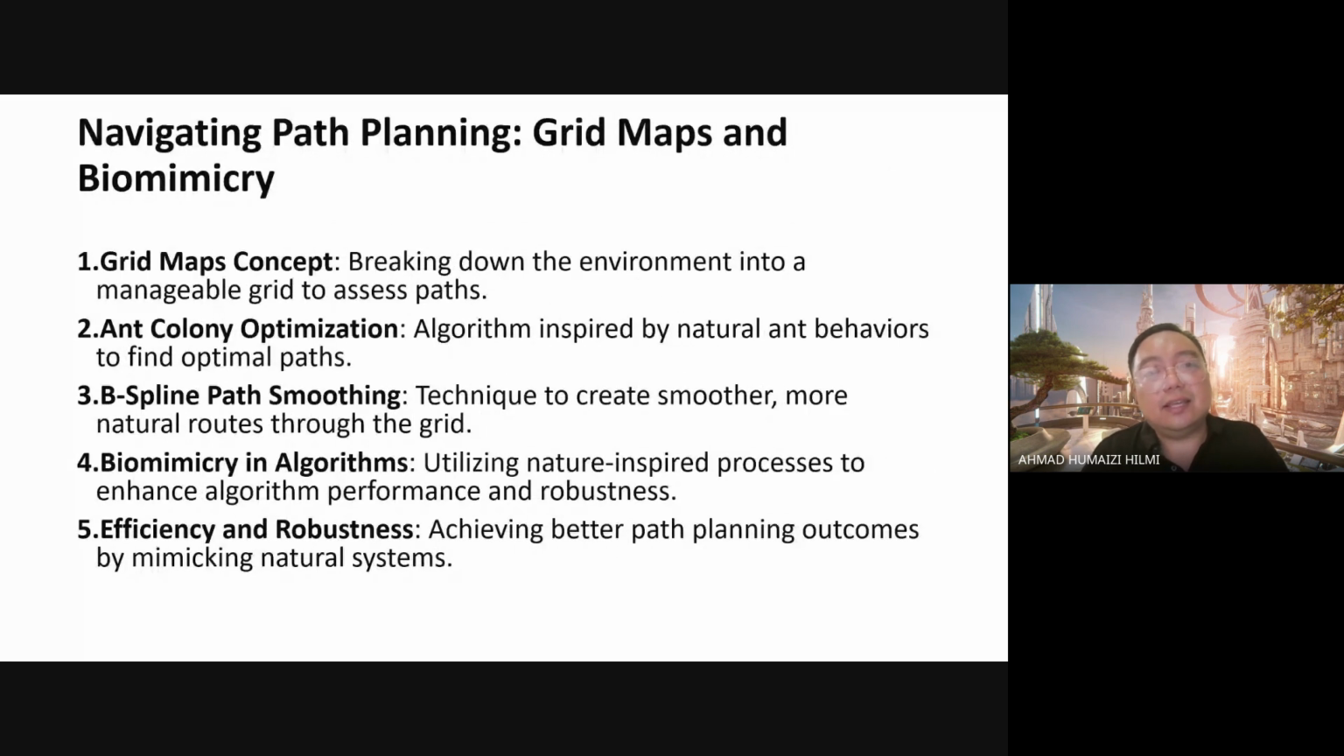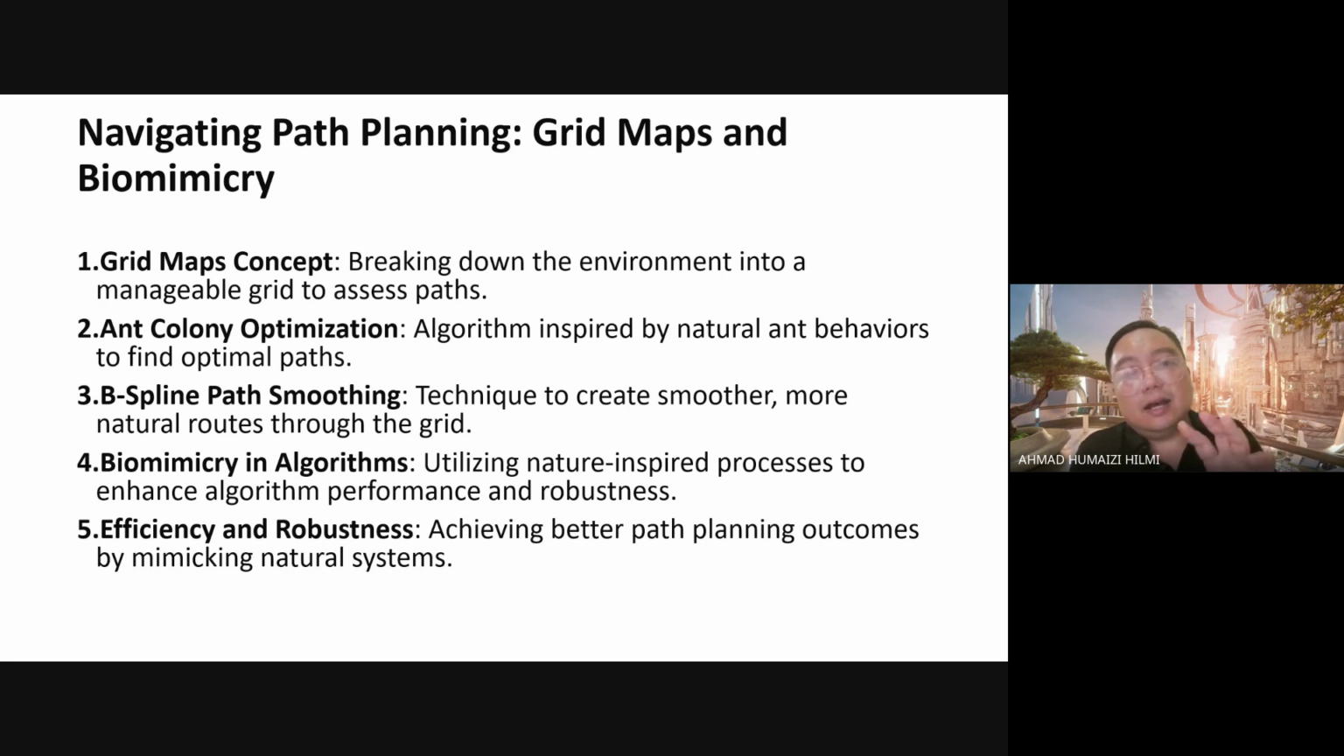So in navigating path planning, there are grid maps and biomimicry. Grid map means breaking down the environment into manageable grids to access. Now we can imagine there are Waze and Google Maps, these two applications we always use when we travel. We use Waze and we use Google Maps because they can access the map, and actually it is a grid. If you remember when you studied geography in secondary school, there are grids of the map.